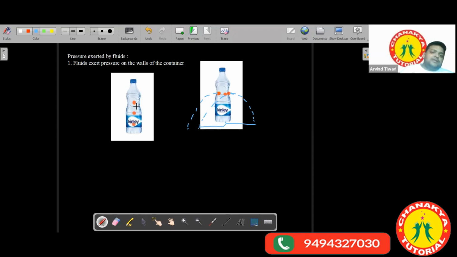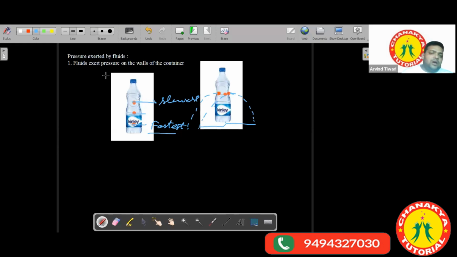Okay, see. The pressure at the last hole will be the maximum, and water will come out with the maximum speed through the last hole. It will come fastest from here and slowest from the top, because the pressure is directly proportional to the height. So greater the height, greater will be the pressure. So understood these two points.